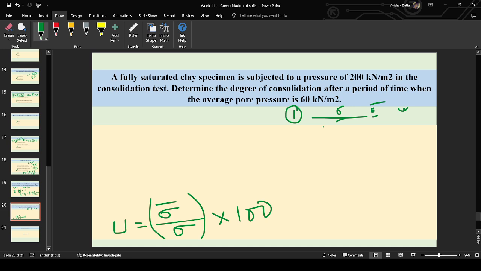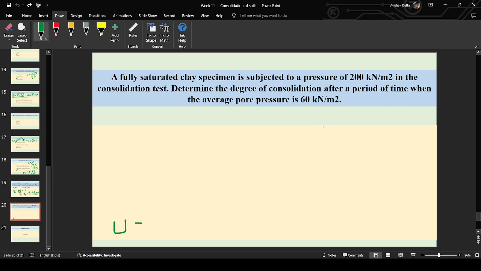Now see, you have done it correct, but I'll just tell you my explanation. Initially, the sample is subjected to a pressure of 200 for the entire time during the consolidation process. Now the consolidation process starts from 0% to 100%.